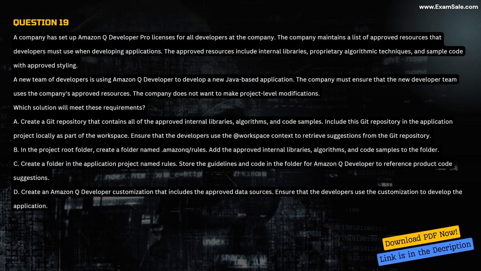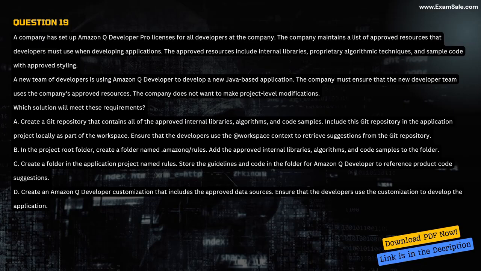Question 19. A company has set up Amazon Q Developer Pro licenses for all developers at the company. The company maintains a list of approved resources that developers must use when developing applications. The approved resources include internal libraries, proprietary algorithmic techniques, and sample code with approved styling. A new team of developers is using Amazon Q Developer to develop a new Java-based application. The company must ensure that the new developer team uses the company's approved resources. The company does not want to make project-level modifications. Which solution will meet these requirements?